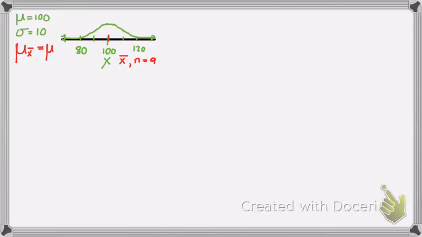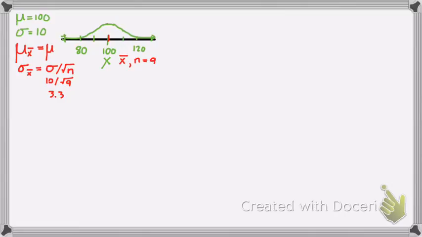So my mean value is still going to be right here at 100, even if I'm talking about sample means as opposed to individual x values. The variability, though, is different. The whole point of replication is to increase the accuracy of your results, which decreases variability. So the standard deviation is not just the standard deviation, but the standard deviation divided by the square root of n. In this case, it's going to be 10 divided by the square root of 9, which is 10/3, or about 3.3.